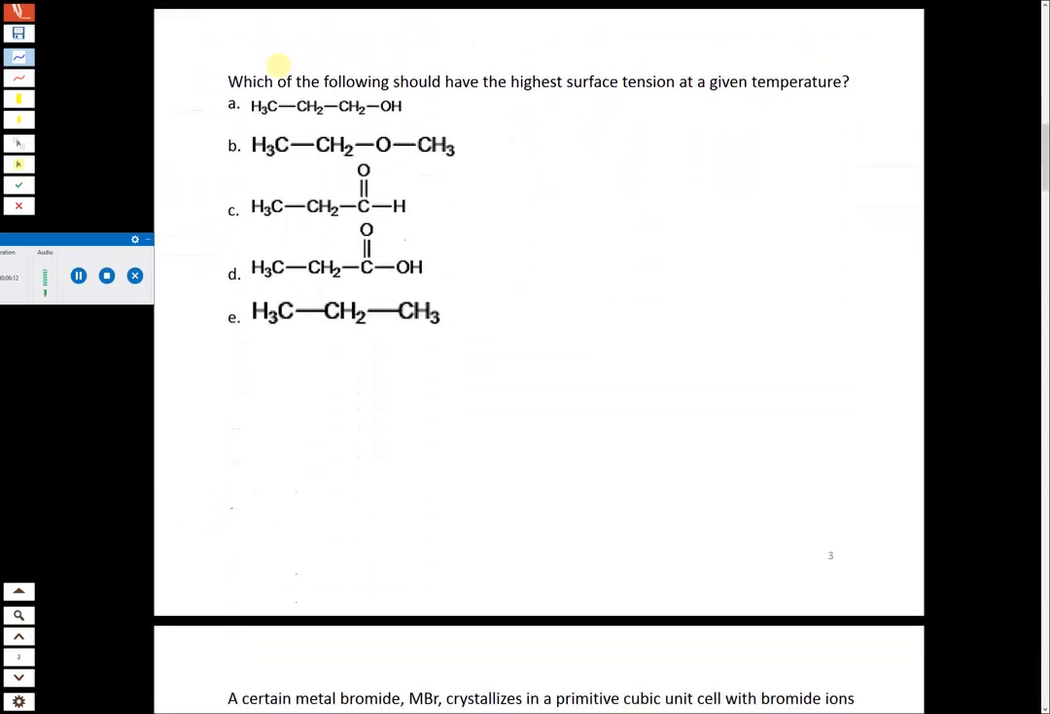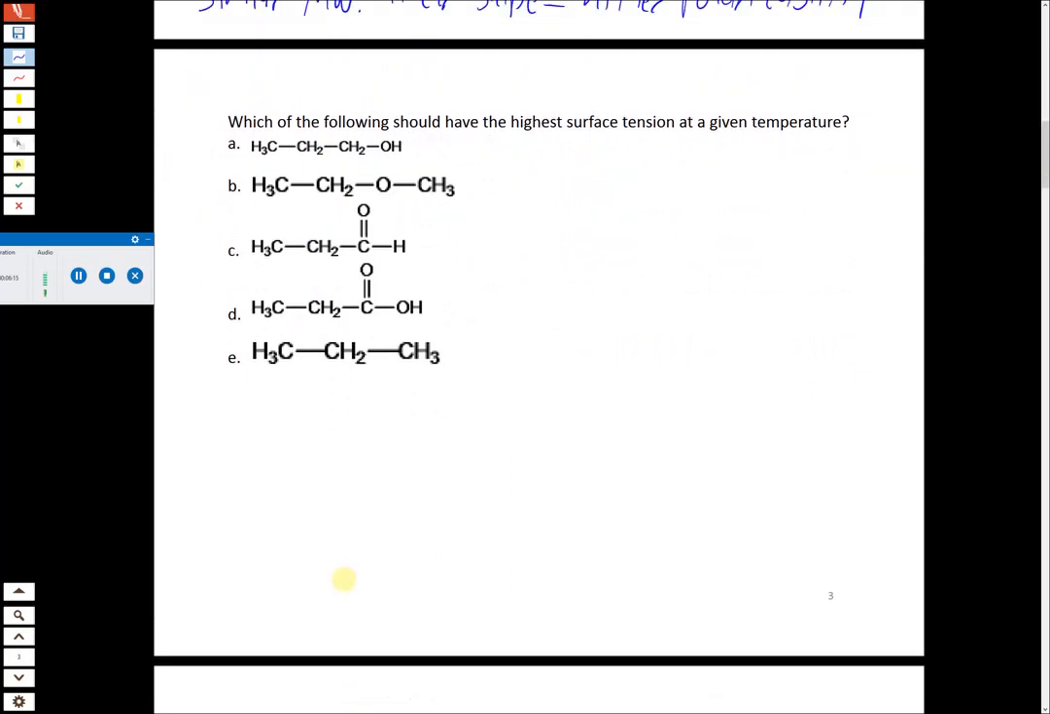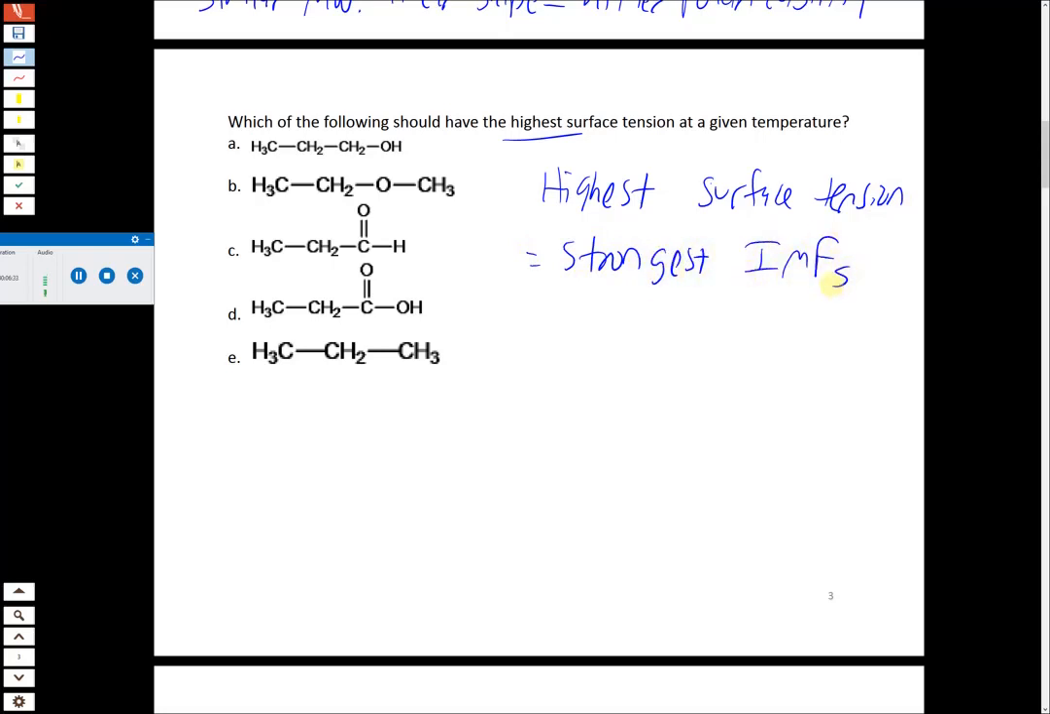Alright, the next question also deals with another property of liquids, which is surface tension. So here we're looking for the highest surface tension. This is one of those many properties that correlates with intermolecular forces. So the highest surface tension is going to be the one that has the strongest intermolecular forces. And this question actually requires us to think a little bit deeper than we have so far, as we'll see. The first thing we want to look for is, what is the strongest intermolecular force in all of these molecules, and then we want to decide which one is the strongest overall.